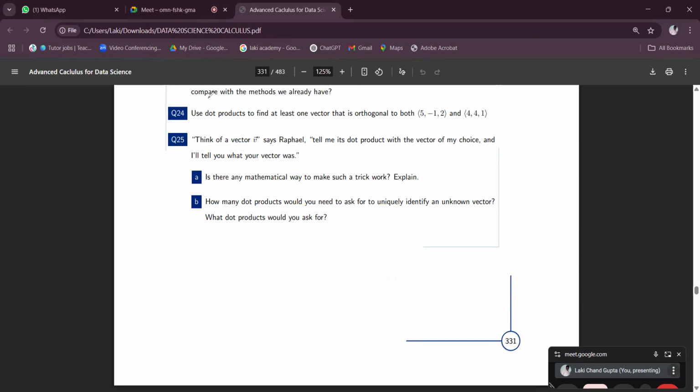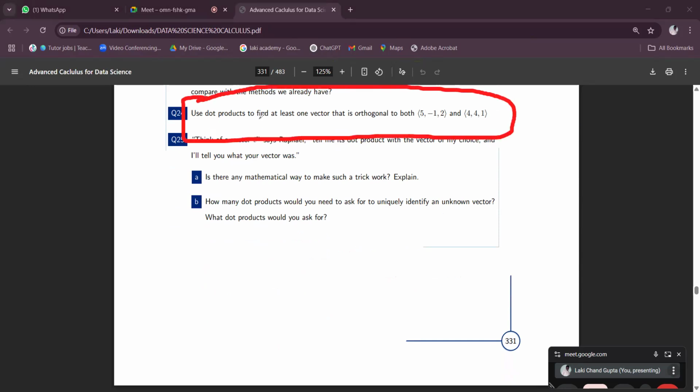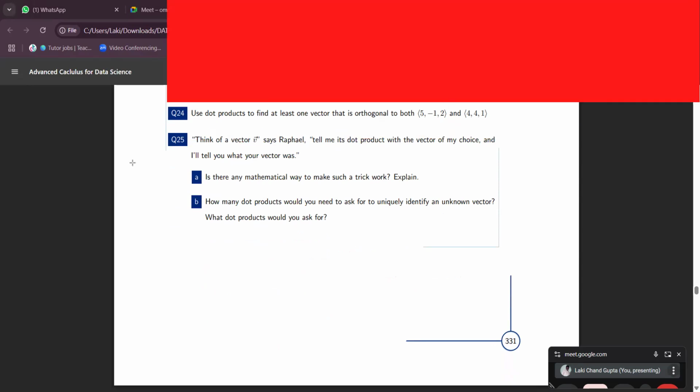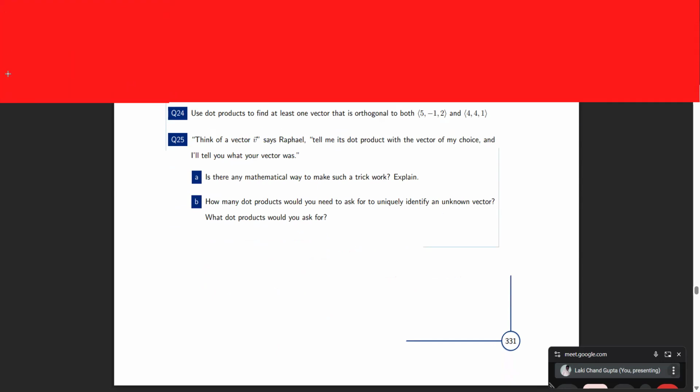See this question. Find a vector such that it is orthogonal to this vector and this vector, both vectors. Use the cross product to find at least one vector that is orthogonal to both. That's interesting. Let's suppose the vector is A, B, C. And this vector is U, and vector V is this.